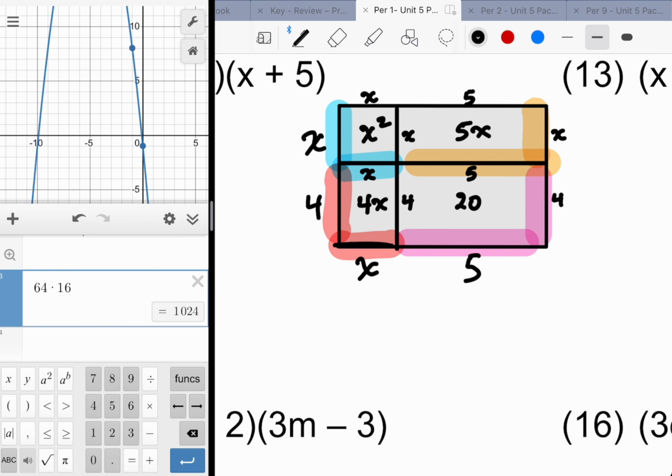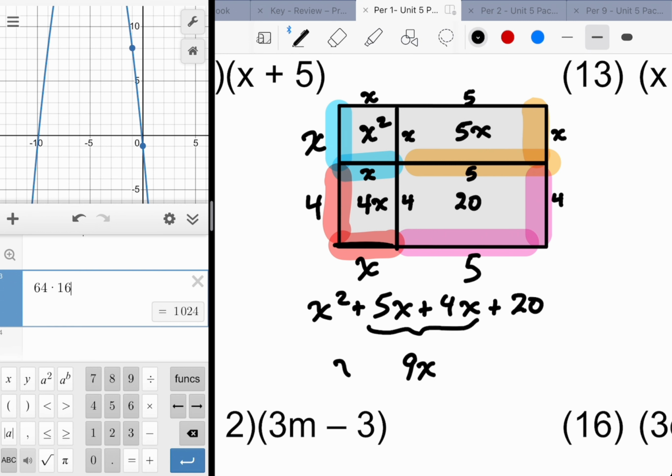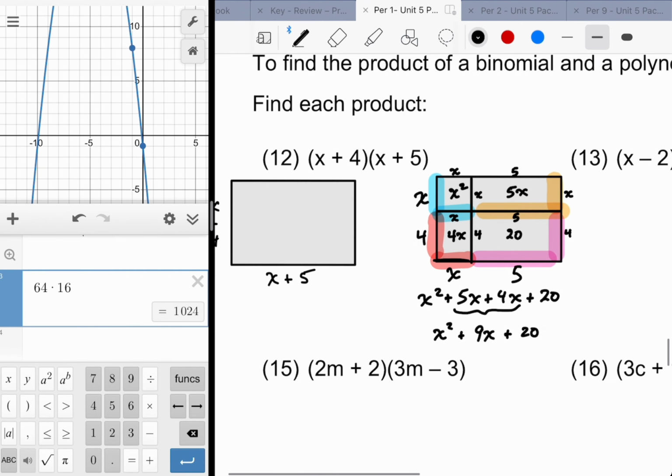All right, so what do we do? Well, we want to know the total area. We want to know the combined area. So combine them, add them all together. So we'd have x squared. I got a 5x, I got a 4x, and I got a 20. I have some like terms here that I could put together. That would give me a 9x. But everything else is a singleton. It doesn't have like terms. So the x squared comes along for the ride, the 20 comes along for the ride. And so we end up with x squared plus 9x plus 20.